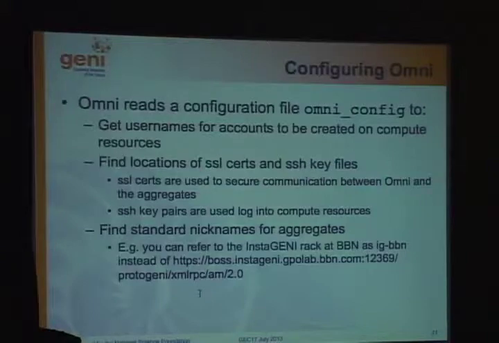So at this point, I'd like to switch over to showing you how to configure Omni by following along the instructions on the worksheet. Does everybody have a worksheet for part 2? It should say at the top, Understanding the GENI AM API through a simple experiment, and it looks like this. So if you don't have that, raise your hand.